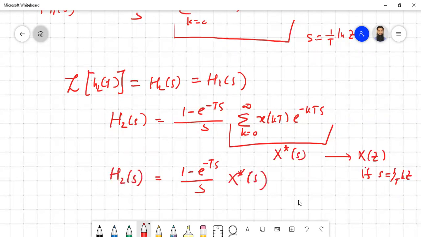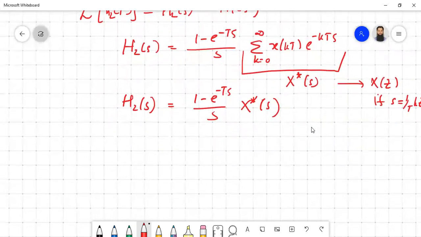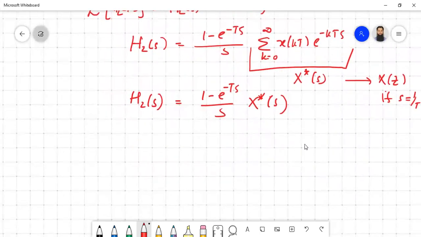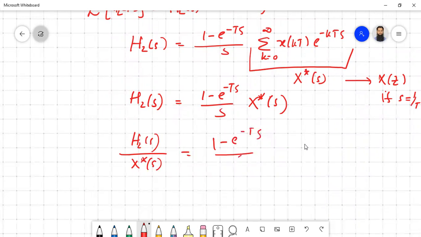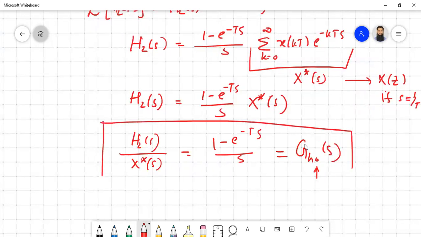So basically output by input gives your transfer function. So H2s by the input x star s is 1 minus e to the minus ts by s. And we can call this one GH0, where 0 stands for the zero order hold transfer function. So this is the derivation of your zero order hold.